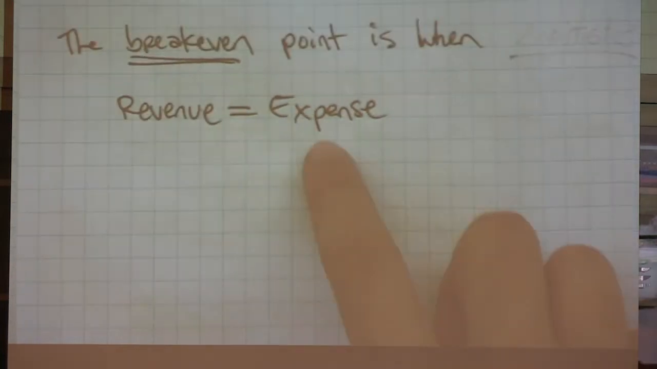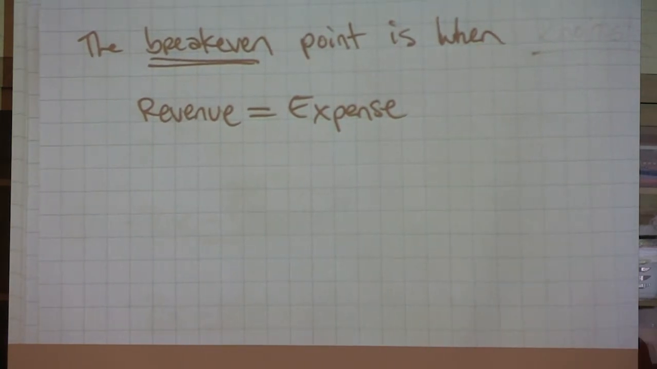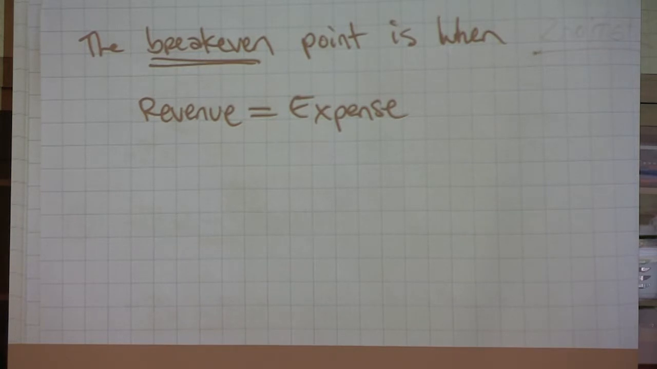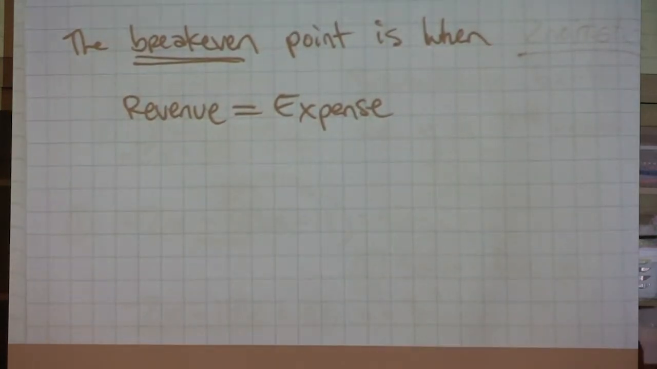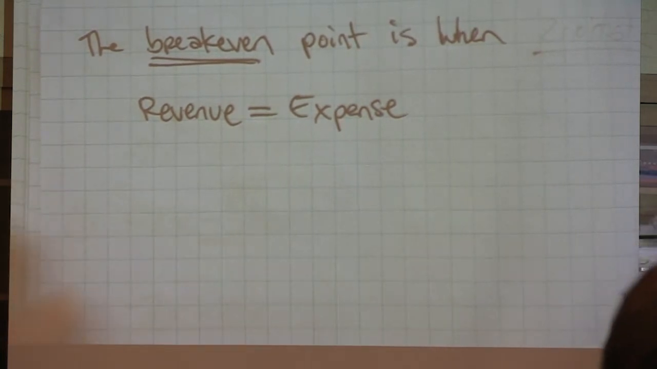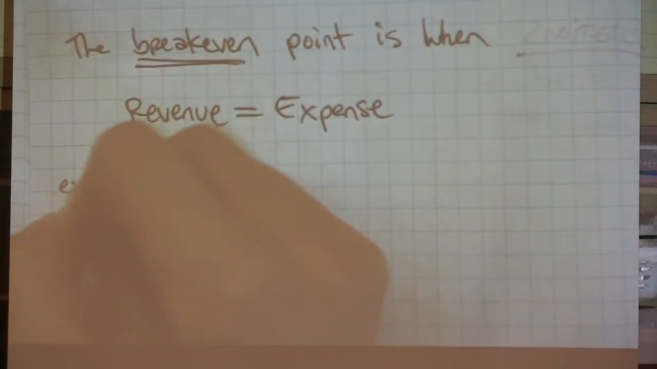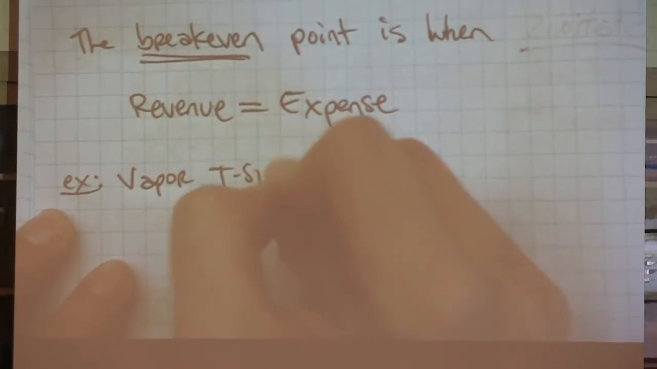For instance, most businesses don't just have the expense of one printer and then buying that item. Most businesses have as expenses rent for their facilities, utilities, the salaries of all their employees. We could make this an extremely complicated problem. What we're going to look at right now is our t-shirts. So let's do this example real quick with Vapor t-shirts.